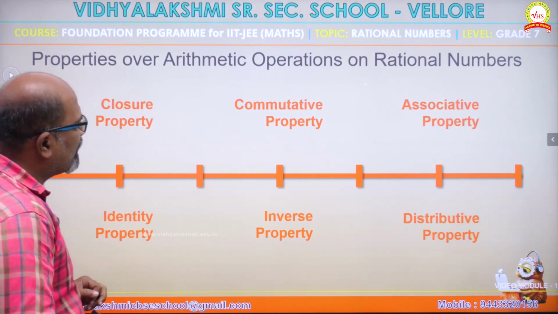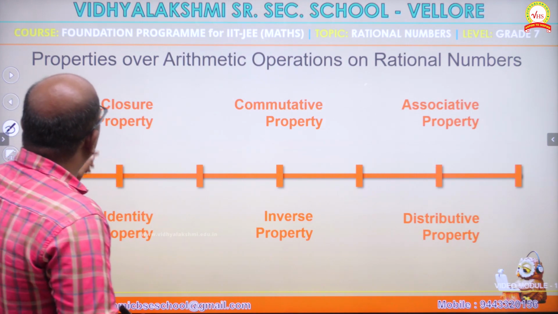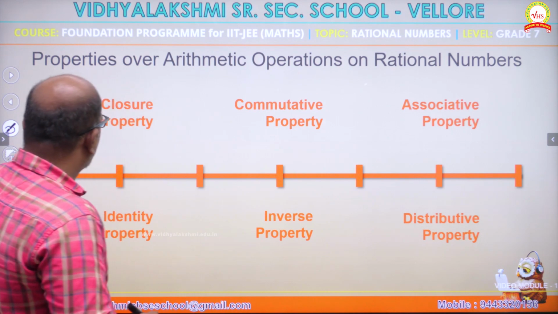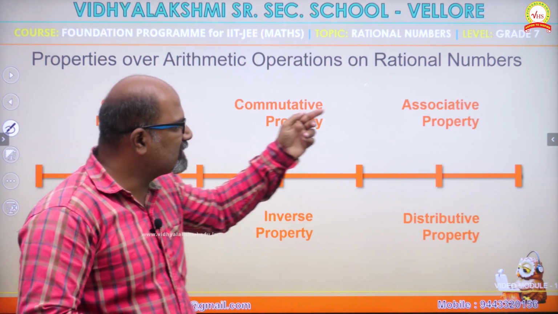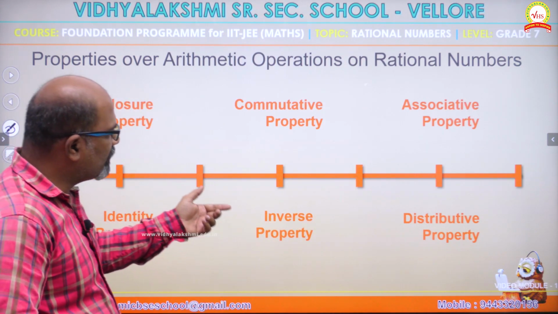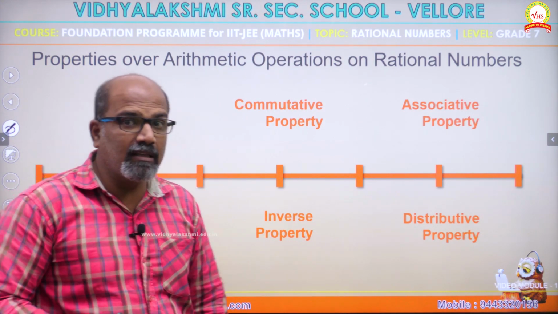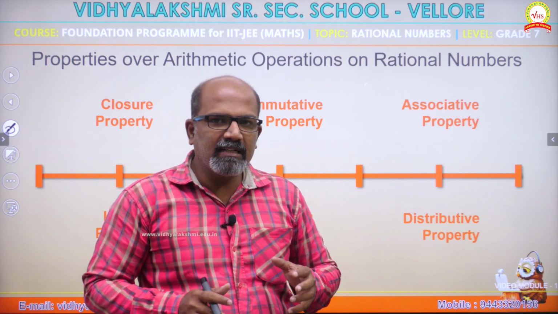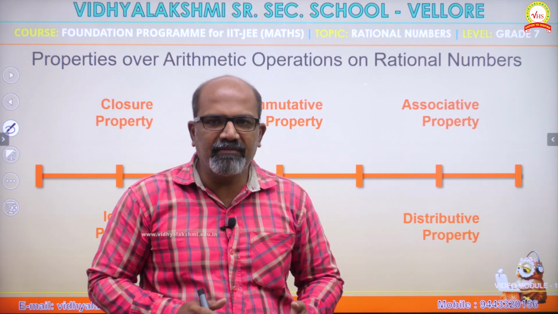You can see that there are 6 properties which are related to arithmetic operations on rational numbers. One is said to be closure property, the second one is commutative property, the third one is associative property, fourth one is identity, fifth one is inverse, and the sixth one is distributive property. So these are the 6 properties that a rational number may obey or may not obey. It depends upon the nature of operation that we are using.